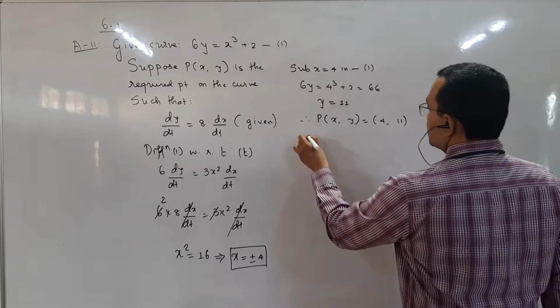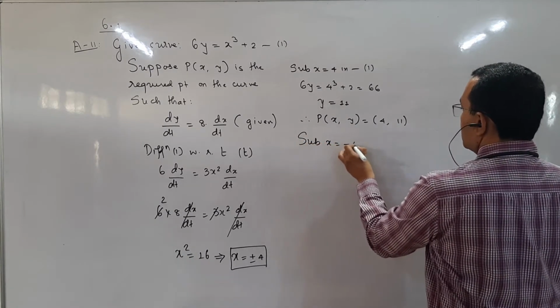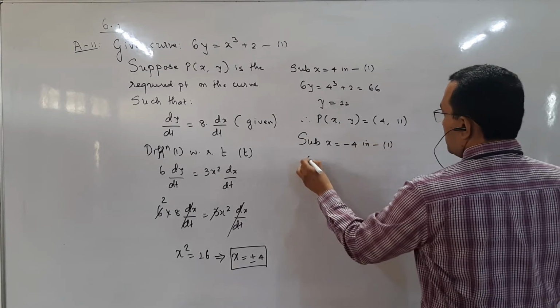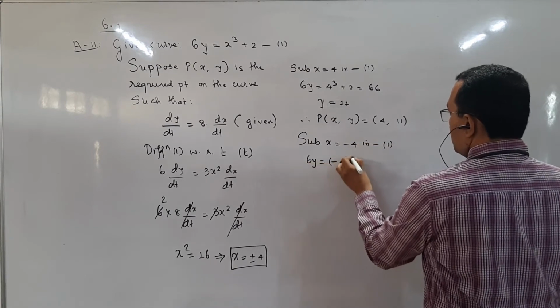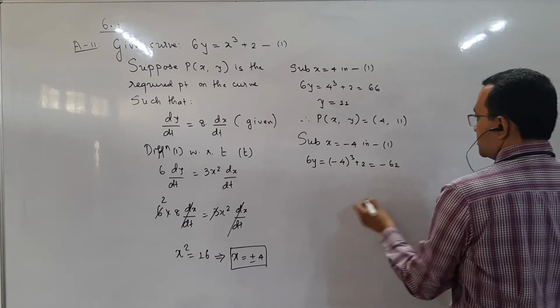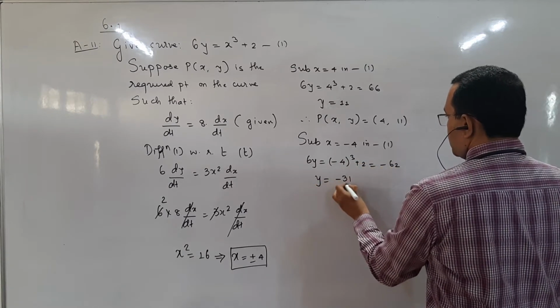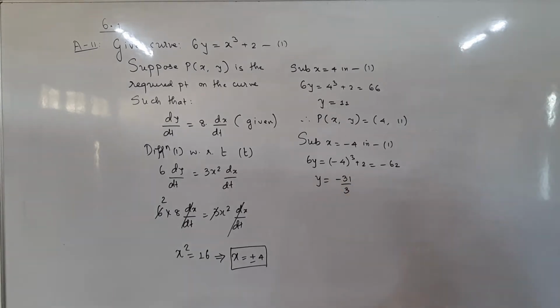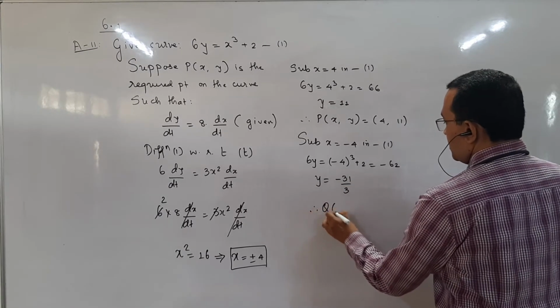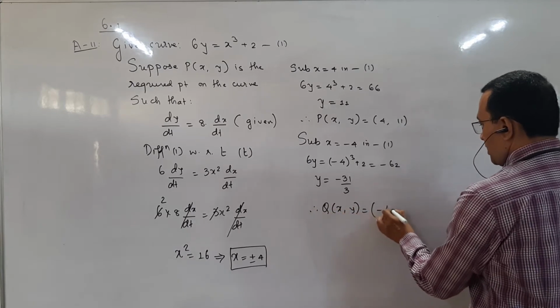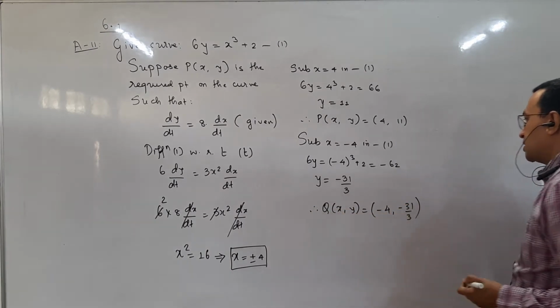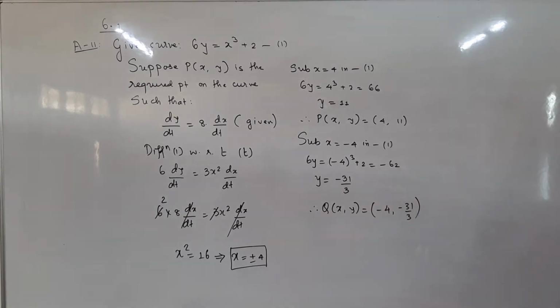Then students, substituting x equal to minus 4 in equation 1: 6y is equal to minus 4 cube plus 2, so that is minus 62. So y is equal to minus 31 by 3. So the second point is say Q(x, y) = (-4, -31/3). These are the required points on the curve according to the given condition.